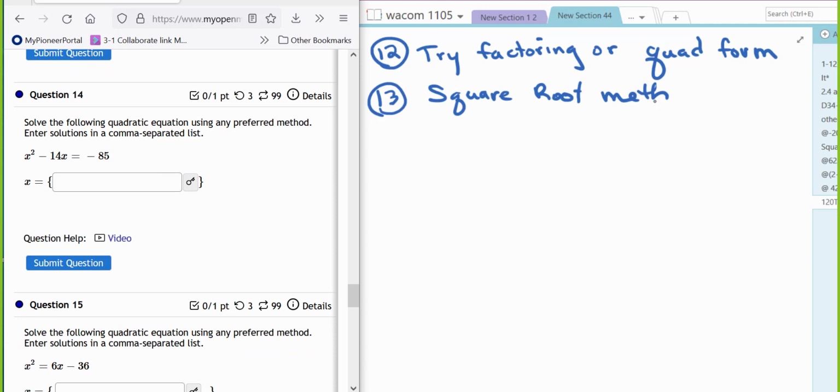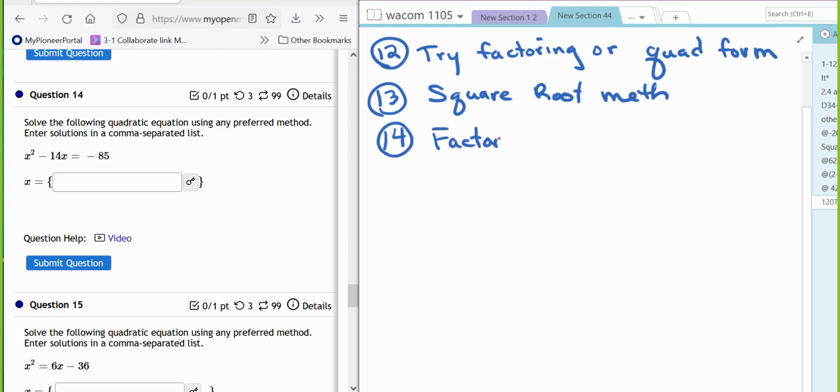14, you're going to move your 85 over. It looks like a great one for factoring. If it doesn't factor, then go to quadratic formula. And I think actually this one doesn't factor.